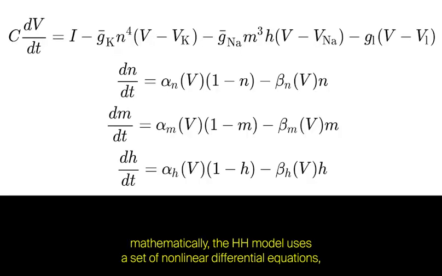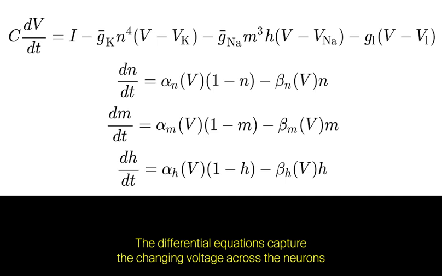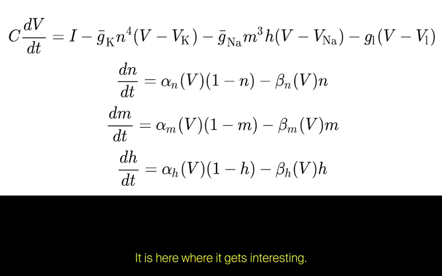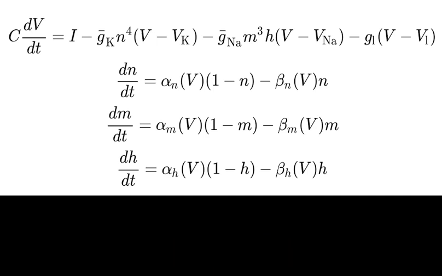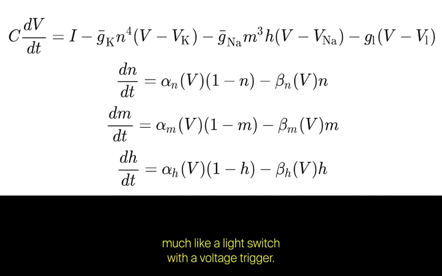To bring this concept to life mathematically, the HH model uses a set of nonlinear differential equations that evolve from this circuit analogy. The differential equations capture the changing voltage across the neuron's membrane and link it to the flow of ions as they move through specific channels. It is here where it gets interesting. The sodium and potassium channels are voltage gated, meaning they open or close depending on the membrane potential, much like a light switch with a voltage trigger.